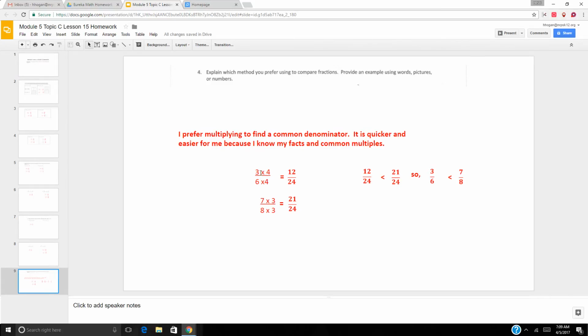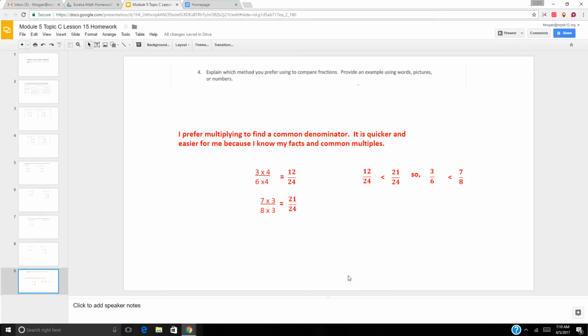So if I compare 3/6 and 7/8, I know that 6 and 8 have a common multiple of 24. So 6 times 4 is 24. 3 times 4 is 12. So 12/24. 8 times 3 is 24. 7 times 3 is 21. So 12/24 is less than 21/24. So 3/6 is less than 7/8.